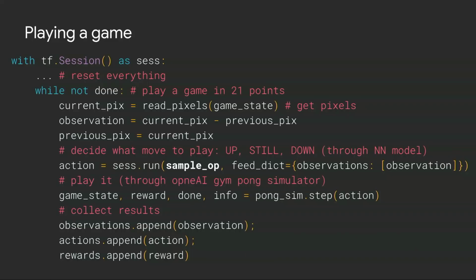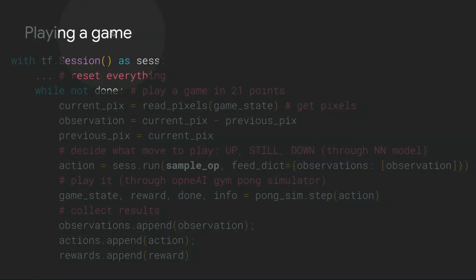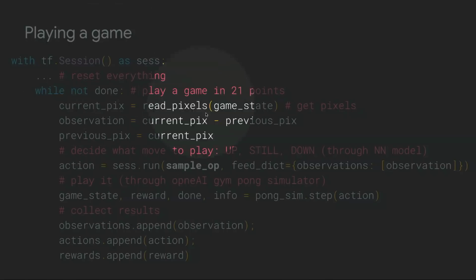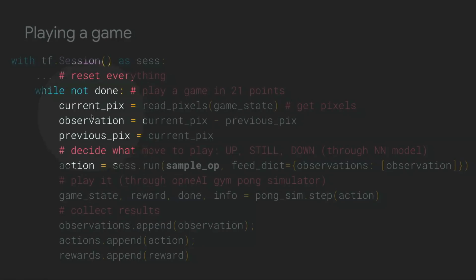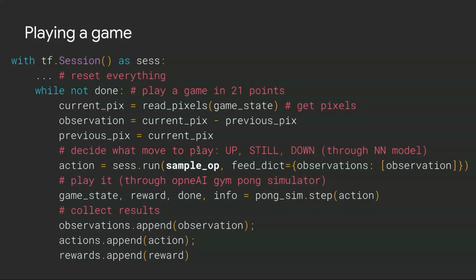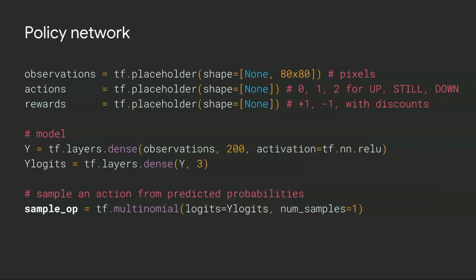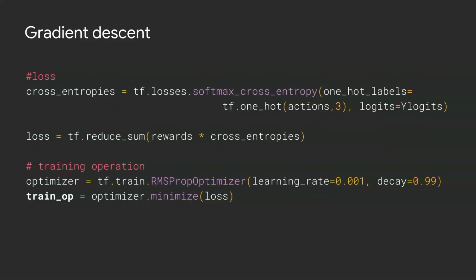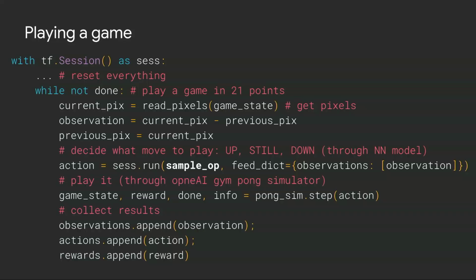This is what you need to do to play one game in 21 points. So the technical wrinkle is that in TensorFlow, if you want to actually execute one of those operations, you need a session. So we define a session. And then, in a loop, we play a game. So first, we get the pixels from the game state, compute the delta between two frames. Okay, that's technical. And then we run session.run on this sample operation. Remember, the sample operation is what we got from our picking multinomial function. So that's what decides the next move to play.